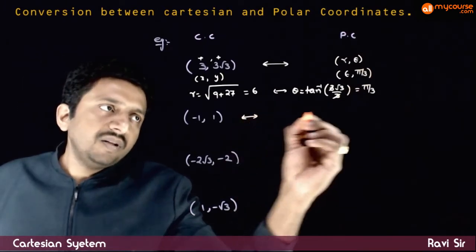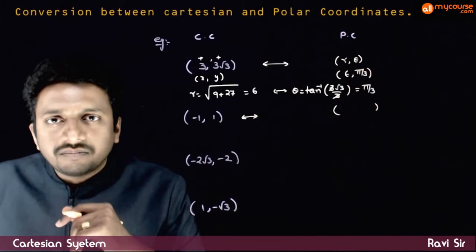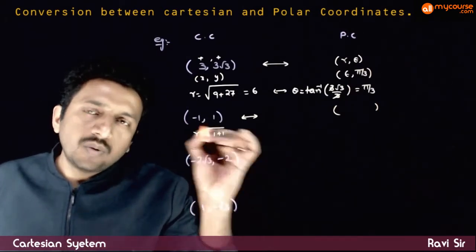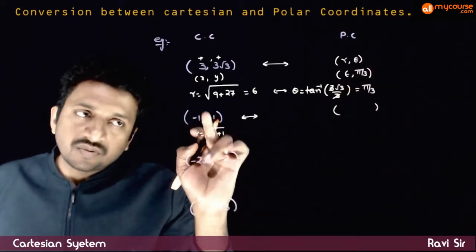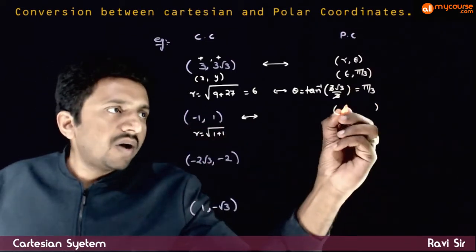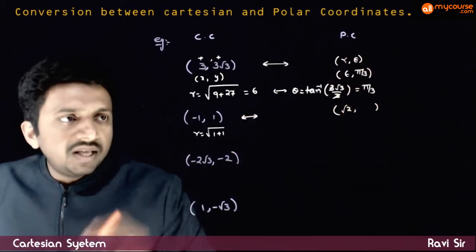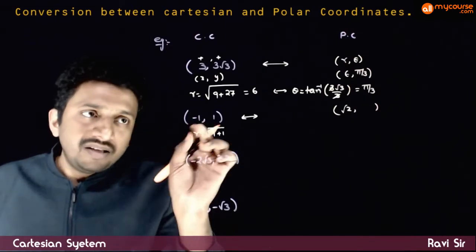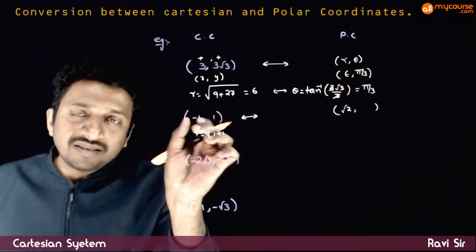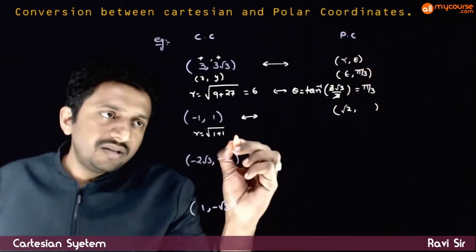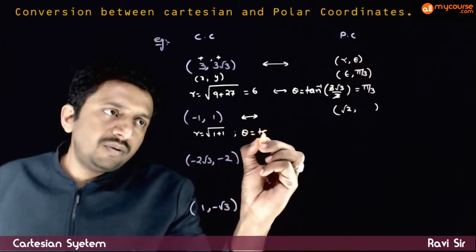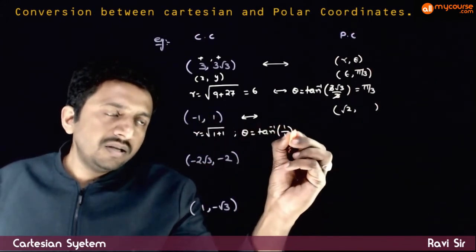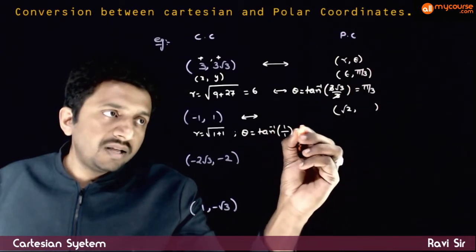Next, minus 1 comma 1. R is equal to root of minus 1 whole square plus 1 square, which is root of 1 plus 1, root 2. So R will be equal to root 2. And you come to theta. So what is theta? First step, you forget the signs. Try to get an allied position in the first quadrant. So theta is equal to tan inverse of modulus of y, which is 1, by modulus of x, which is also 1. So that is equal to tan inverse of 1, which is pi by 4.